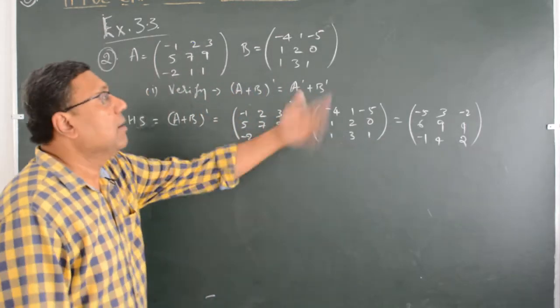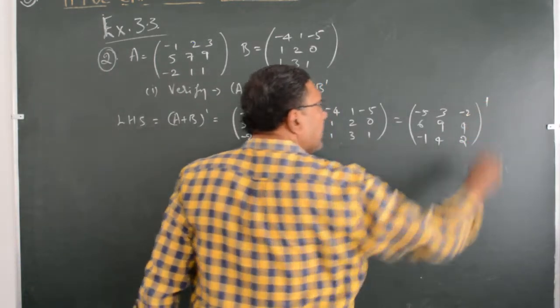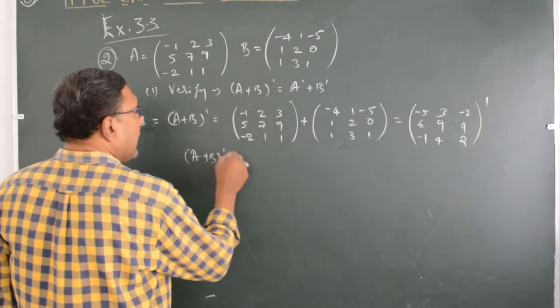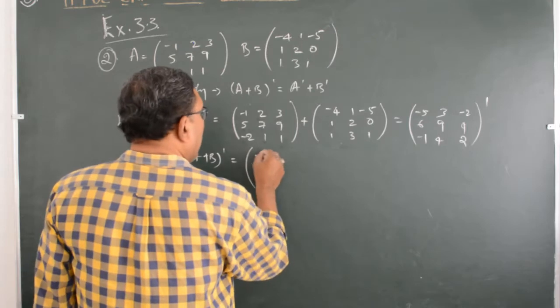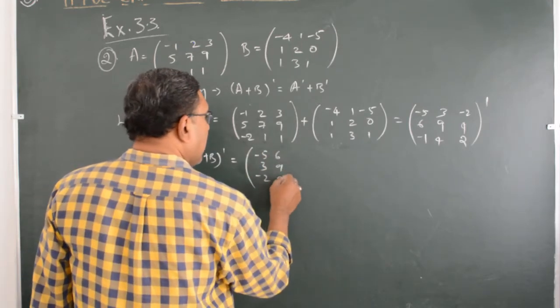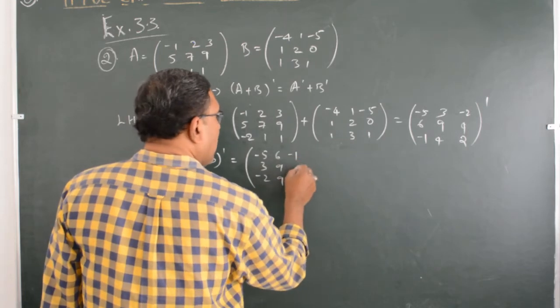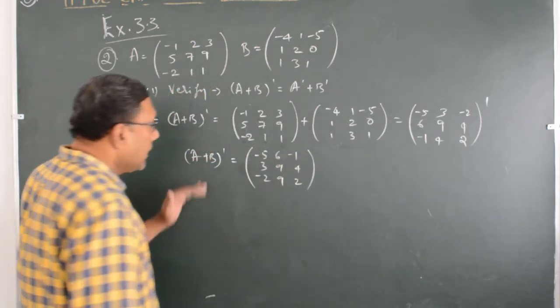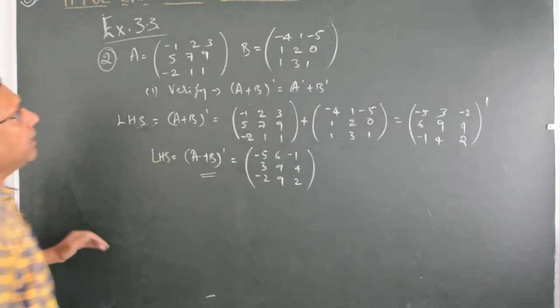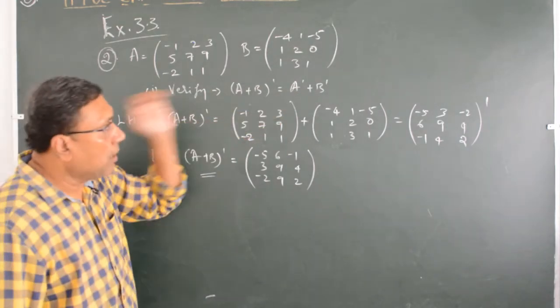Now I will take the transpose of this. What will I get then? (A plus B) whole transpose will be, just change: minus 5, 3, minus 2; 6, 9, 9; and then minus 1, 4, 2. This is my LHS. Let's come to the RHS.